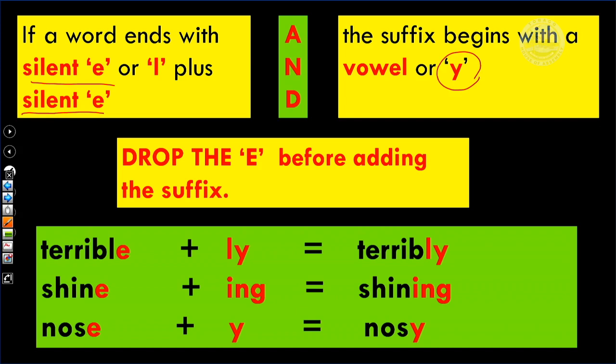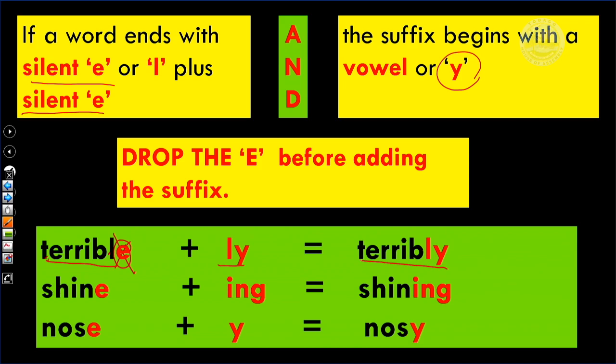For example, the word terrible. Listen to that word. Are you hearing the E at the end of the word? The word terrible ends with a silent E. And when the word ends with a silent E, we drop the E before adding the suffix. The L is already there, and we are adding LY, so we only need one L. So therefore, the word terribly is spelled terribly. No E here, the LY.